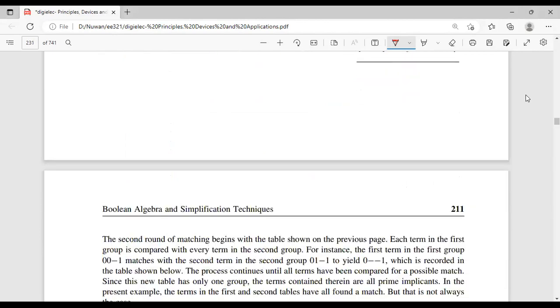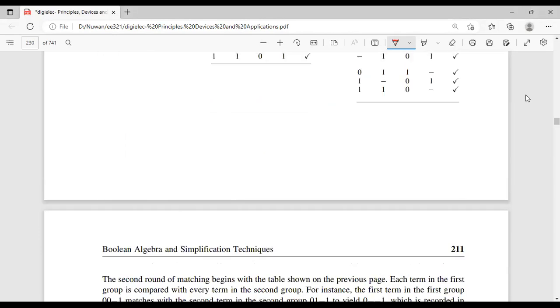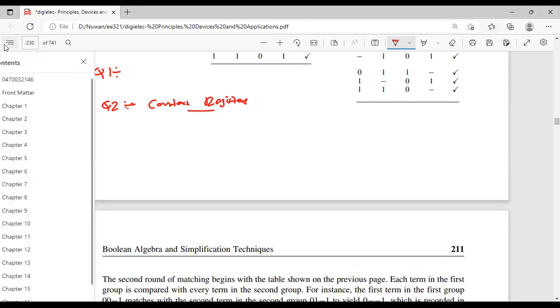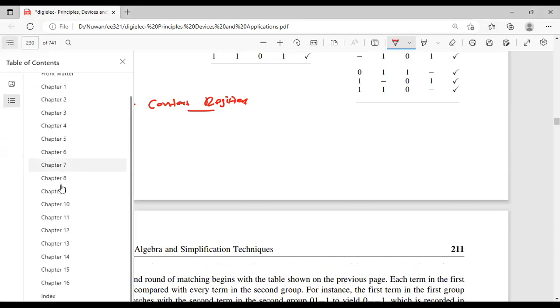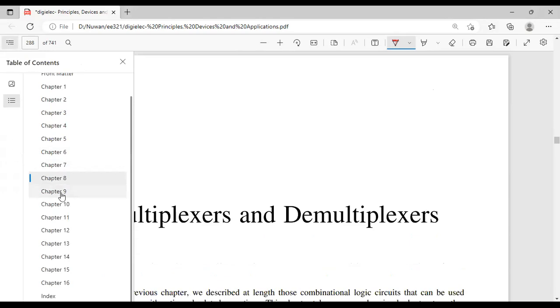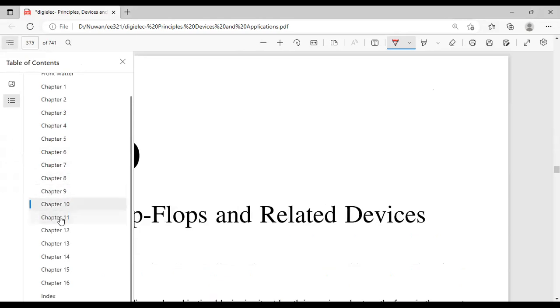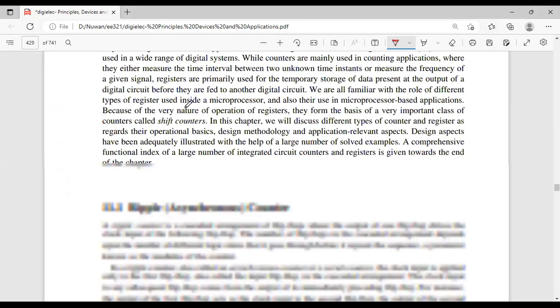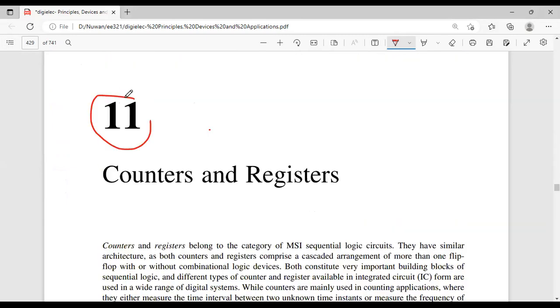So question 2. That is regarding question 1. In question 2, you will get a question related to counters and registers. It is based on this chapter, the second question, counters and registers.